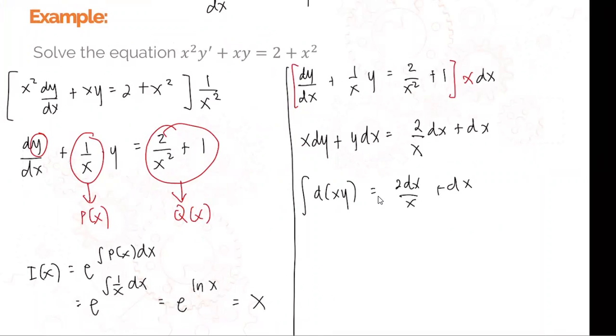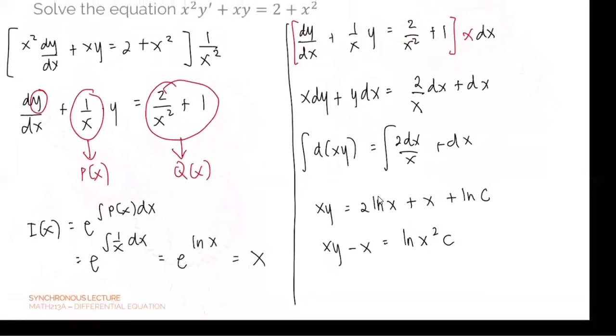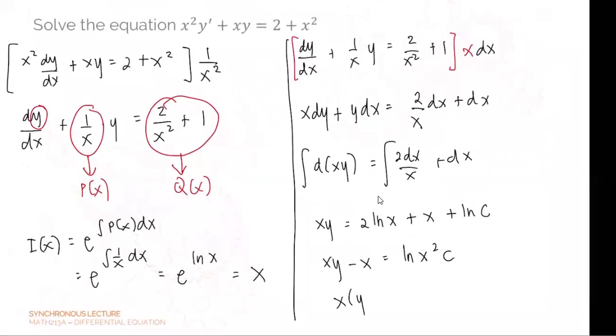Okay? So, performing integration both sides. So, we have xy is equals to 2 ln of x plus ln of c. Okay? So, try natin pagsamahin. So, xy minus x is equals to ln x squared times c. Okay? So, this can be x times y minus 1 is equals to ln x squared c. Okay? So, this can be our final answer.